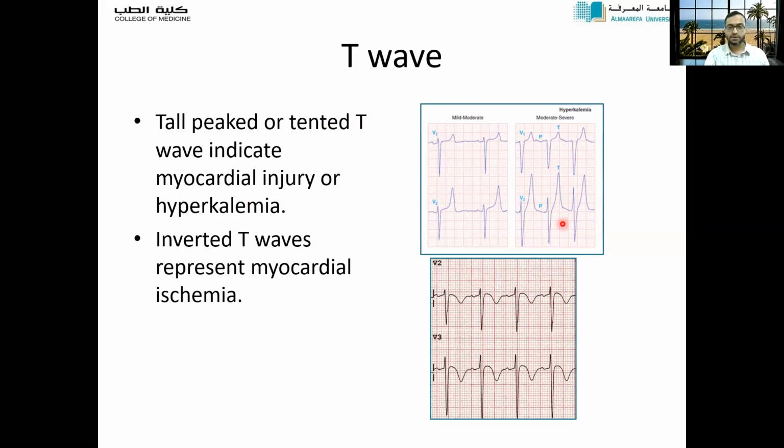And sometimes, opposite to this, you will find an inverted or negative T wave. A negative T wave is suggestive of myocardial ischemia, and sometimes a flat T wave may result from hypokalemia. So either a negative or inverted T wave is suggestive of either myocardial ischemia or hypokalemia. You have to confirm it by doing the lab investigations.